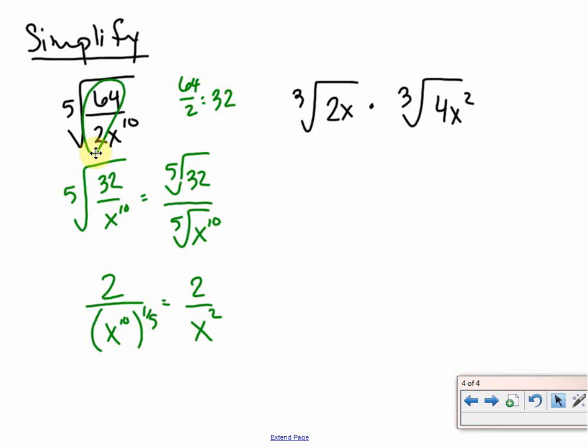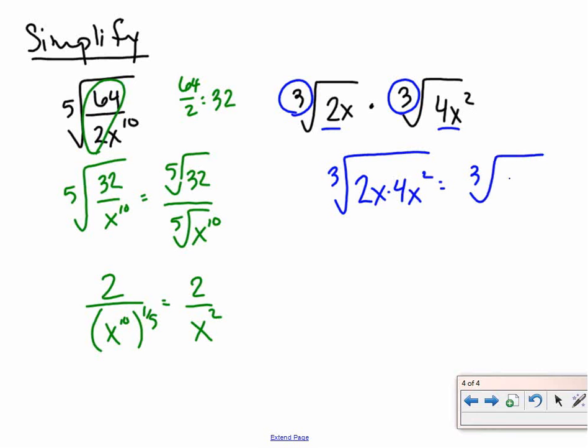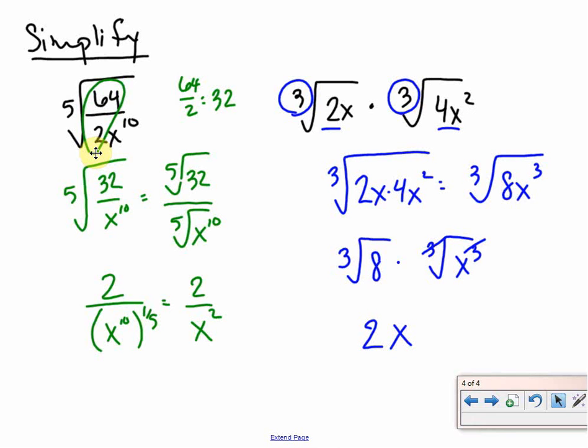And then my last example, again, both of these values are being taken the 3rd root of, so I can multiply the radicands and combine them into one radical. So this would be 2x times 4x squared, which is the cube root of 8x to the 3rd. Now, since the 8 and the x cubed are being multiplied, I can break them up. So this would be the cube root of 8 times the cube root of x to the 3rd. The cube root of 8 is 2, and then the cube root of x cubed is just x, because your powers cancel here. So hopefully you find that information helpful when you're trying to work through the non-calculator section of your test review.